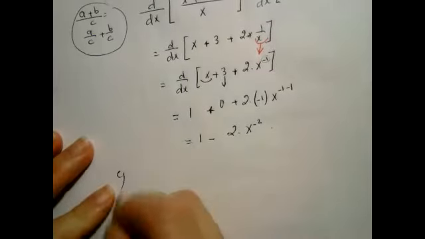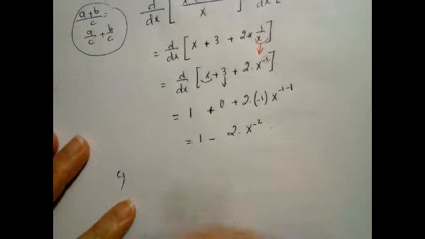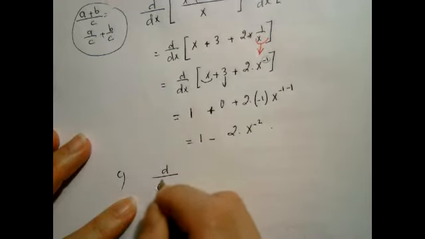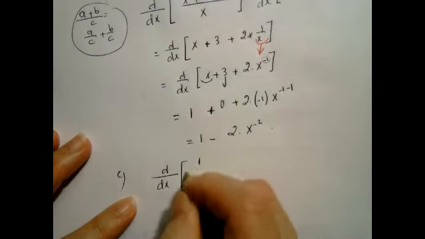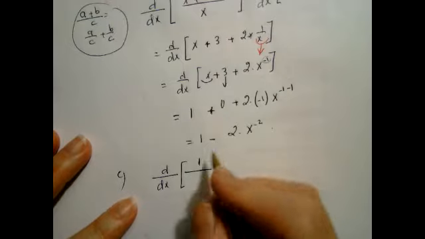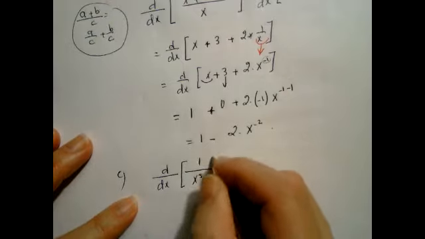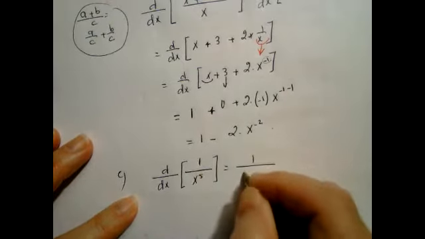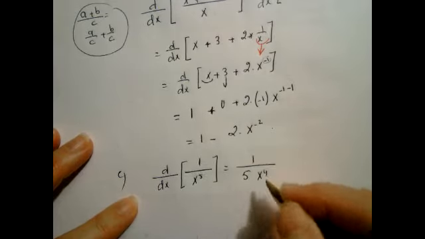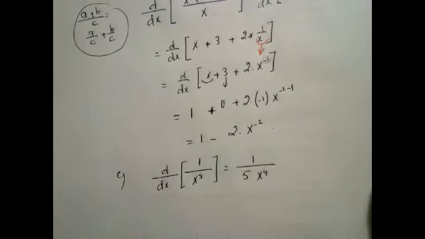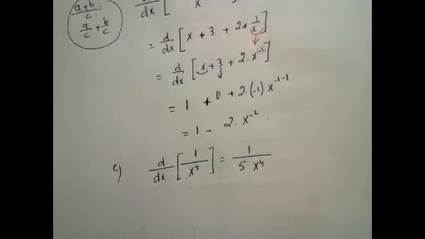Now let's do question number C. It tells me the derivative of 1 over x to the 5 is 1 over 5x to the 4. Basically, true or false? Quickly. True or false? What did the student do when the student did that, actually? Well, I want all of you to answer.